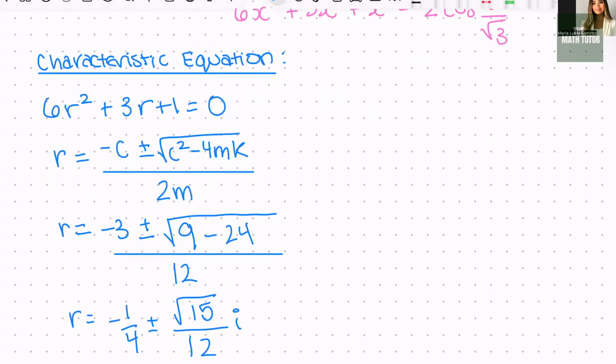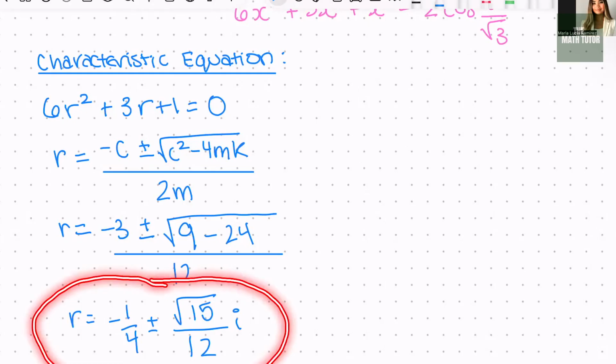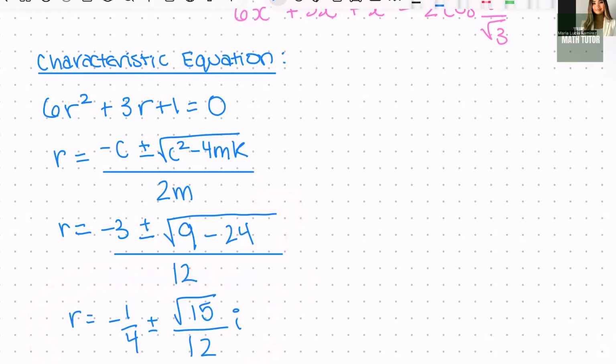So now that we got r, it sets the basis for our solution. What you get for this is very important. So make sure you do the math correctly and that you didn't make any arithmetic errors, because it sets the basis for the rest of the solution.